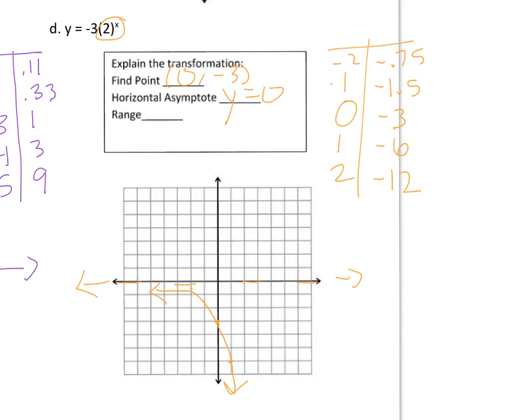When I look at my parent function, it is a growth. That means on the right-hand side, it should be pointing up or down. It's pointing down because right there it's flipped. And it's flipped, so that means y is less than your horizontal asymptote. There you go. Review of reteaching 7.2.